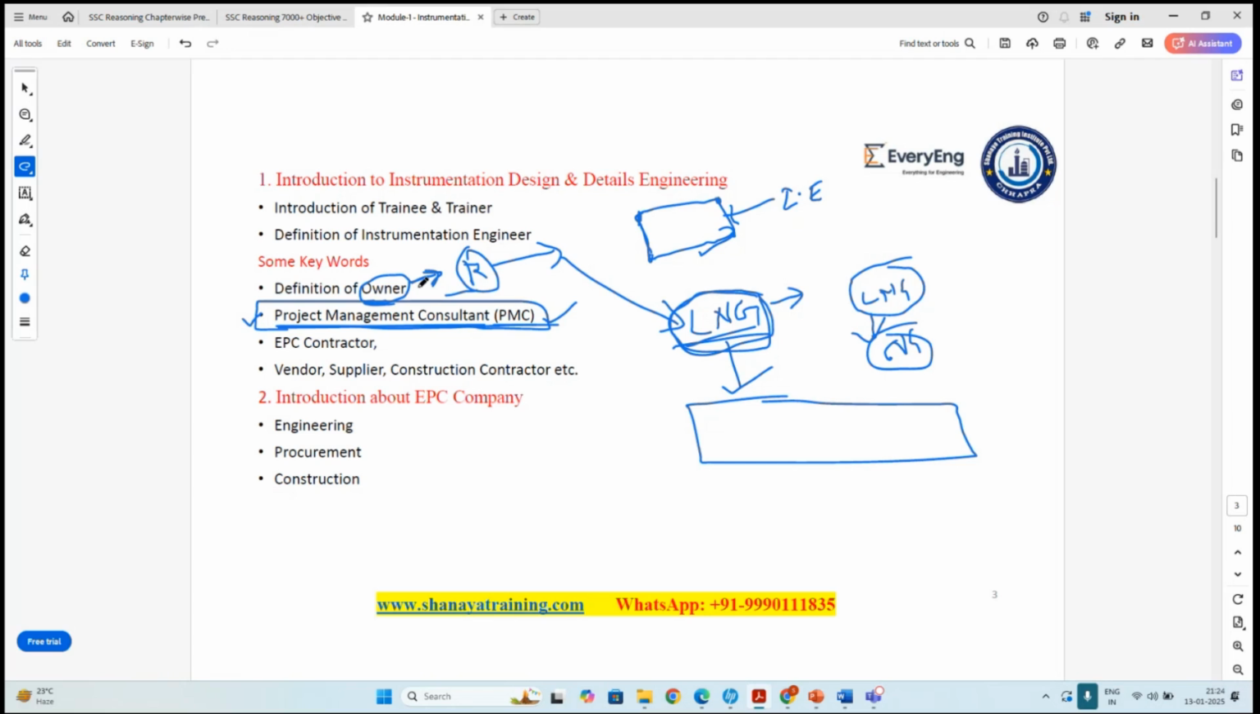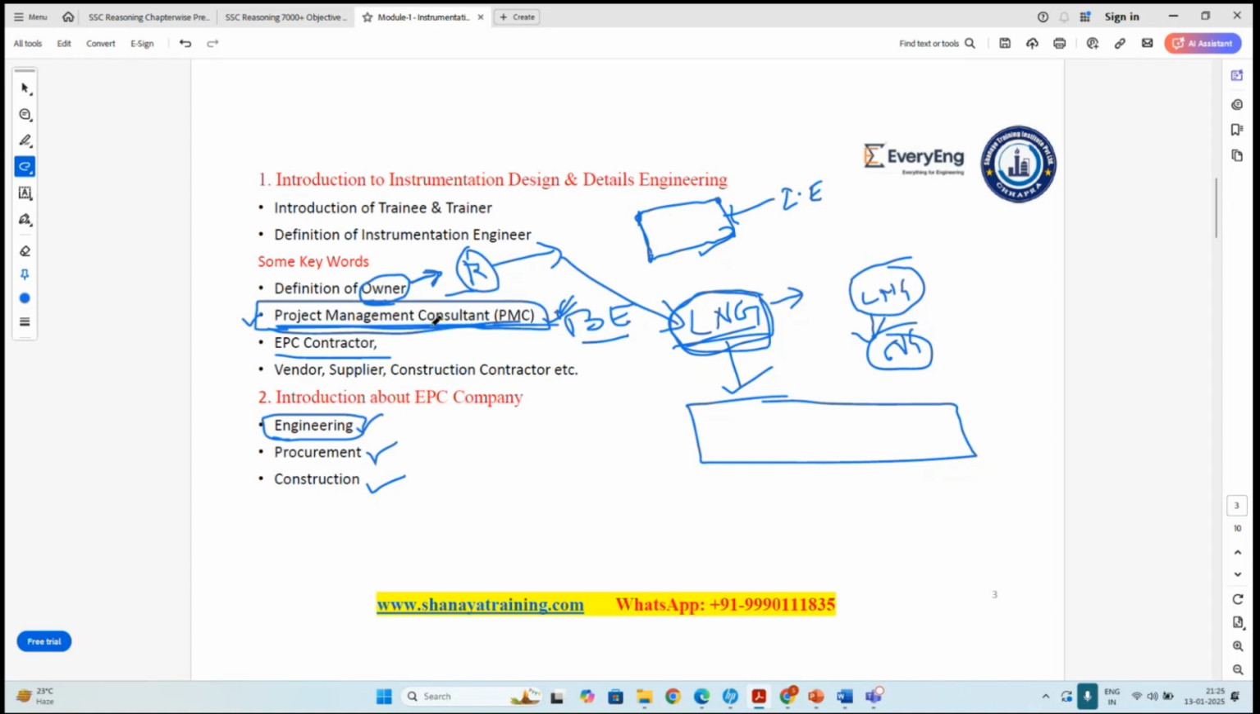So the owner is clear: the one who wants to set up the project. The PMC is clear now: the consultant who is going to help the owner set up the project and decide the various technical things about the project, the basic design. Then after that, the EPC contractor. Now what is EPC? E is engineering, P is procurement, and C is construction. The owner's PMC will do the basic engineering and tell the owner that this is what is required for your project.